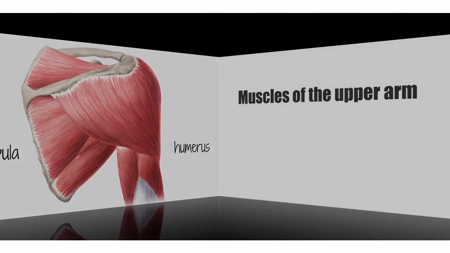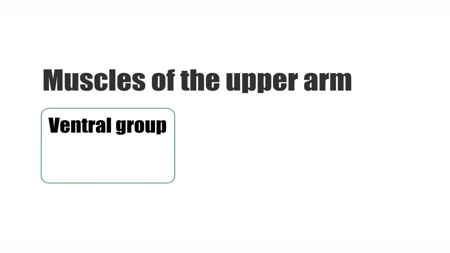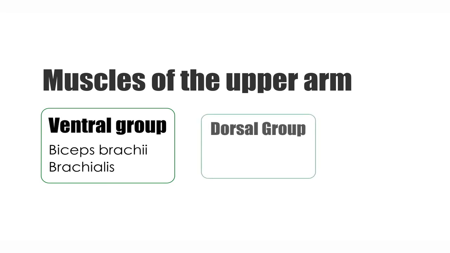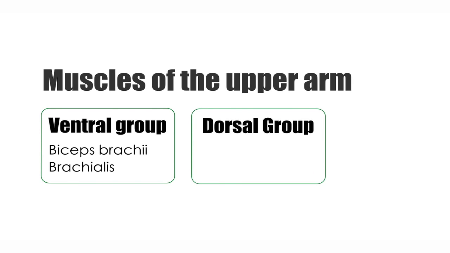Now let's look at the first topic in our tutorial, the muscles of the upper arm, which can be split into two groups. The first one, the ventral group, includes the biceps brachii and also the brachialis muscle. Also, you can find another group known as the dorsal group, which includes the anconeus and also the triceps brachii.